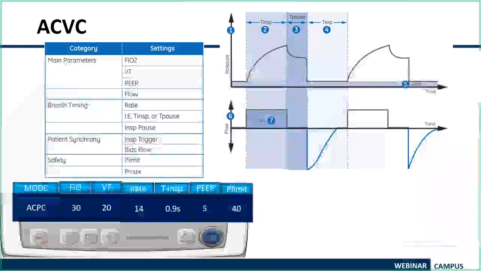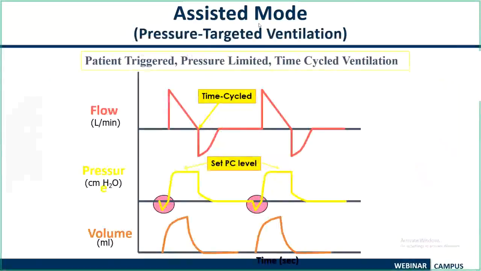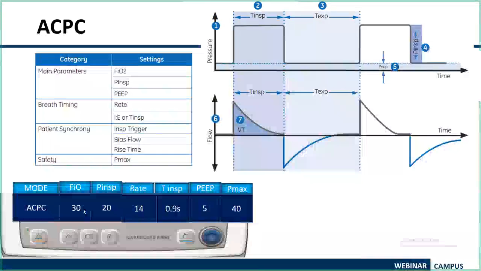Now we have another mode called pressure controlled assist mode, or assist controlled AC/PC. That means assist controlled pressure controlled mode. Here again you can see the pressure is constant. I have already explained that. The volume will be varying depending on the patient's lung status. And again it can be either patient triggered, or if the patient is not triggering, the machine itself will trigger at the set rate. Here, instead of tidal volume, you will be setting inspiratory pressure.